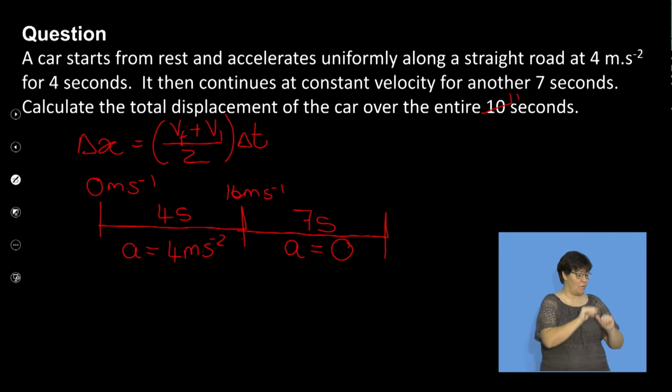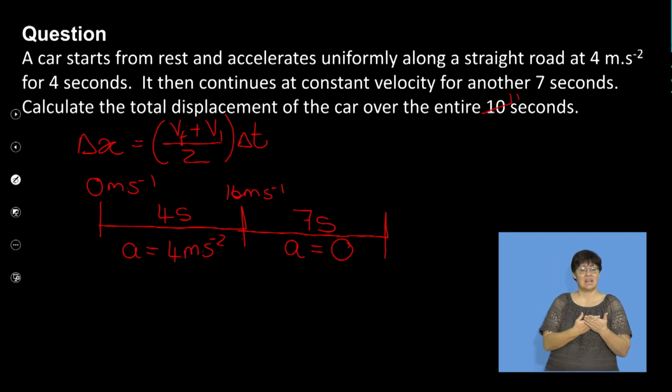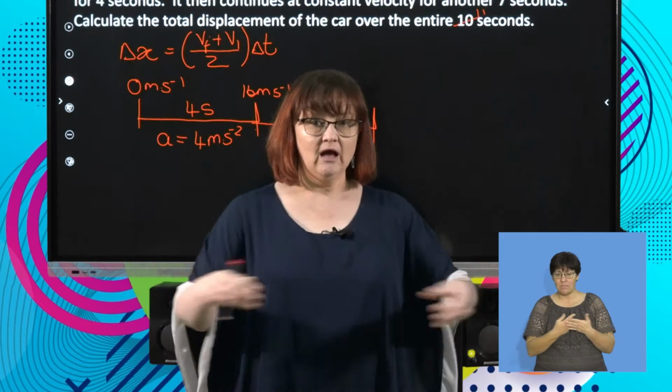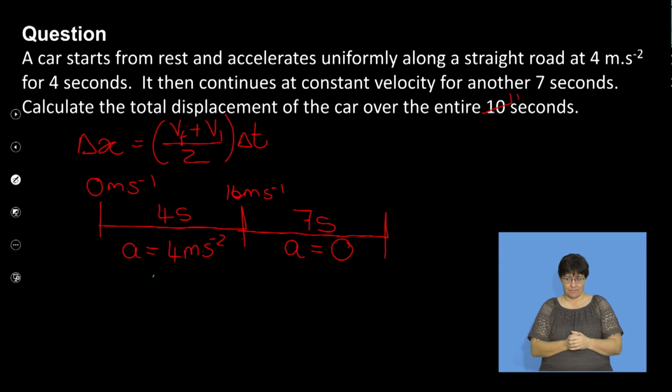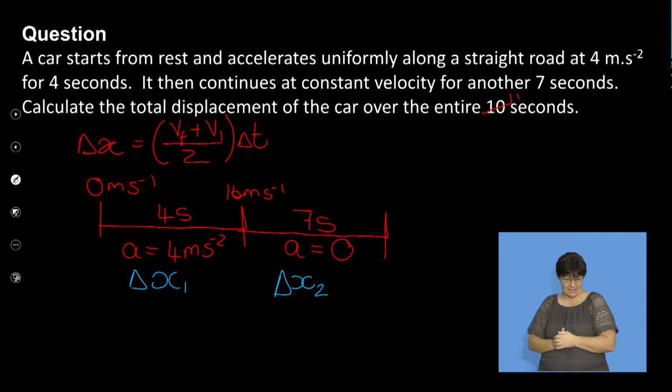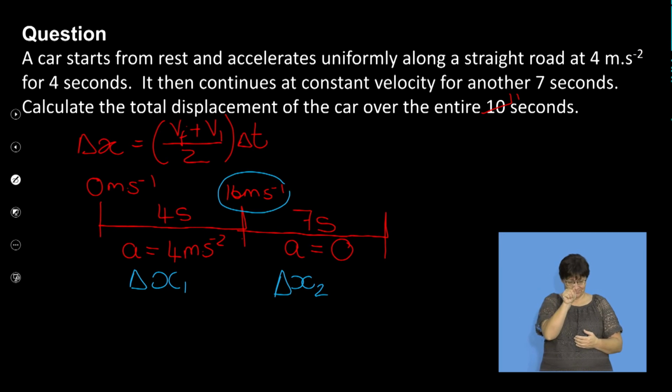Acceleration changed. If the acceleration changes, I have to work out the displacements separately. I can't do it together. So I'm going to need to go, what is this first displacement? What is this second displacement? The thing to remember is that this velocity is the same. So that stayed constant.